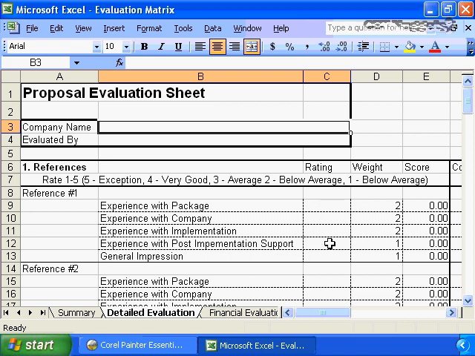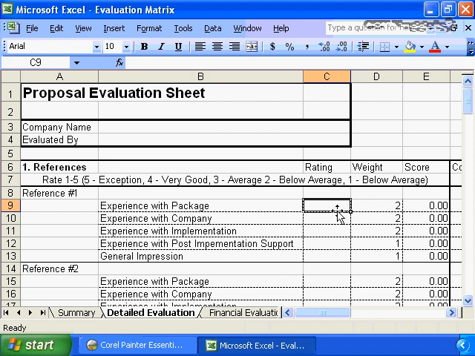We have room here for the evaluator to give their specific rankings on the 1 to 5, as well as we provided weights that will be used in the evaluation process itself. So we believe the first 3 are more important than the last 2, so we've ranked each of these as a 2 versus the last 2 would be 1. So simply, if the person evaluated the proposal and felt the experience with the company was a 3, they would enter a 3 there, and we're doing the simple multiplication across to give us the score for each criteria.